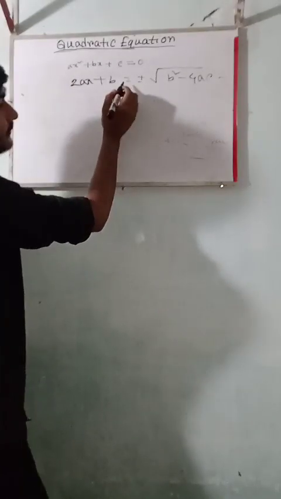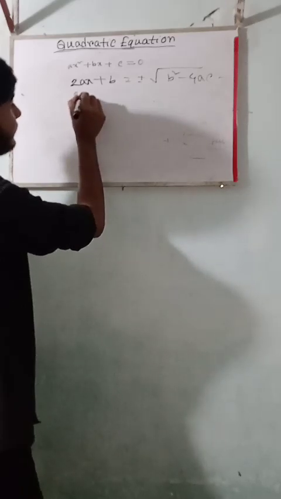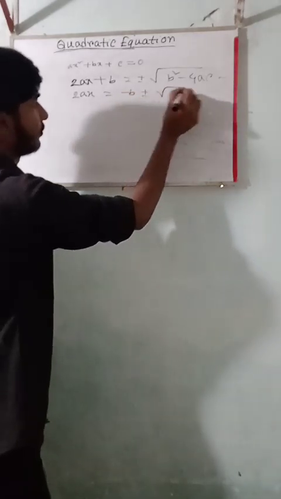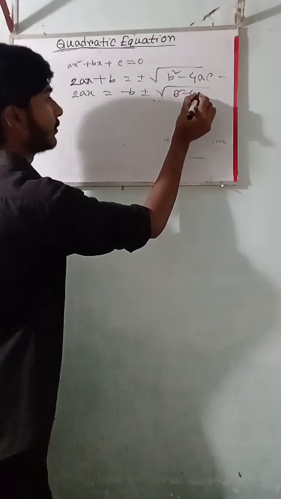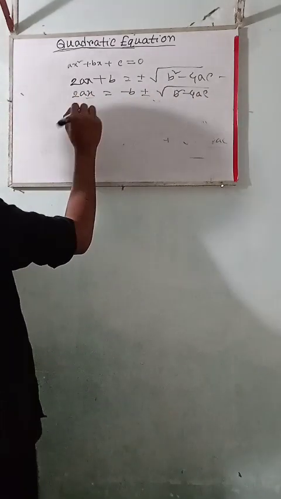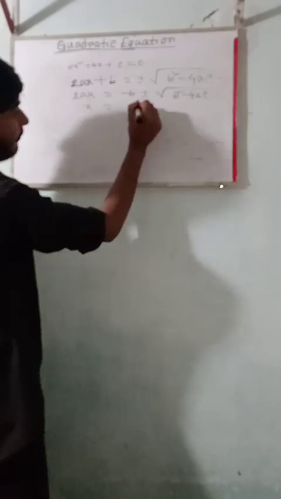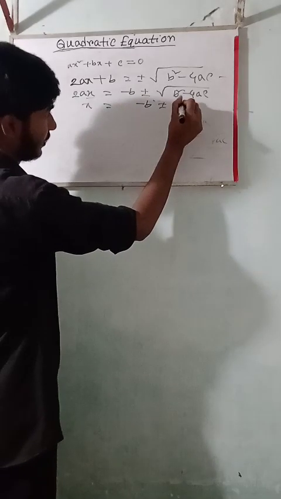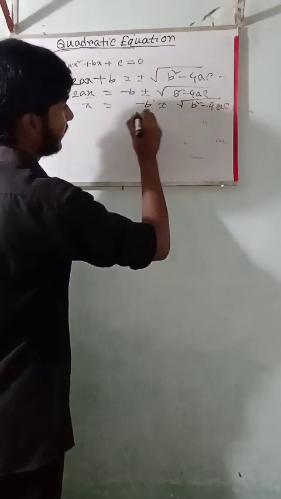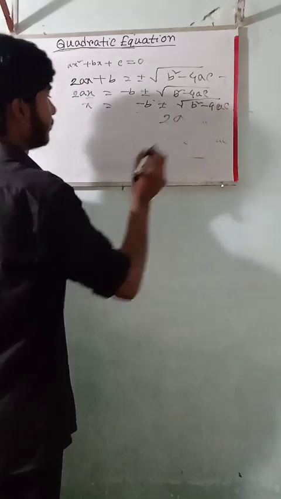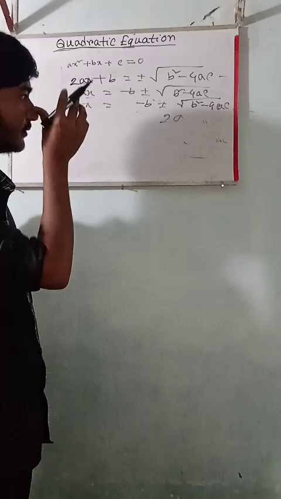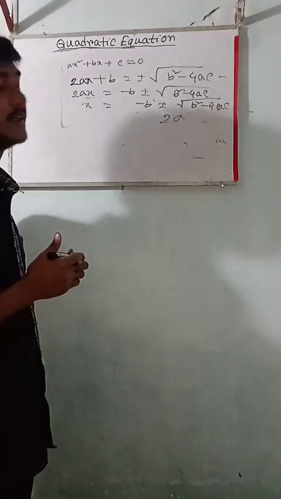And if we transfer this b from the left side to the right side, it will be 2ax = −b ± root of b² − 4ac. And as we have to know the value of x, we have to divide this expression by 2a. Then x = (−b ± √(b² − 4ac)) / 2a. So this is the solution of this equation and the value of x.